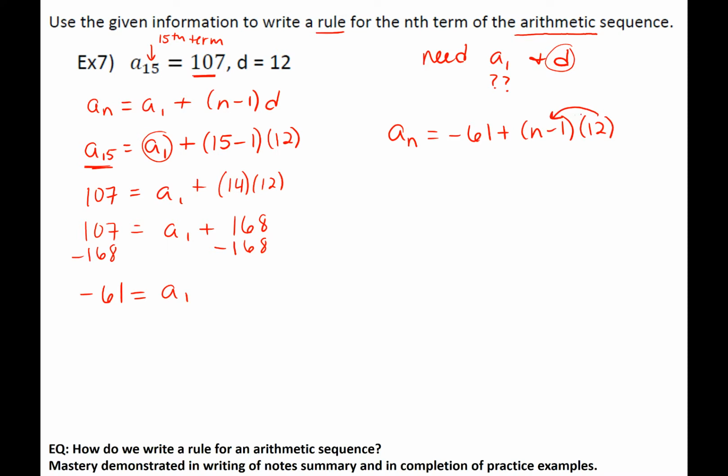Here's where I'm going to do that back distributing. So a sub n equals negative 61 plus 12n minus 12. And then simplify. 12n, combine like terms, I get negative 73. All right, and that would be your answer.